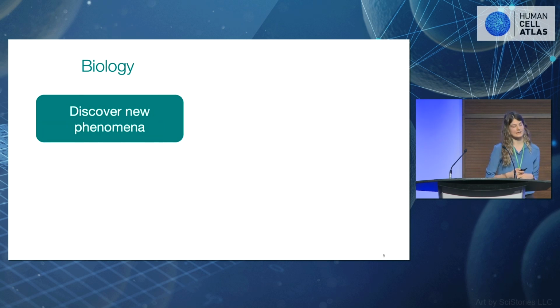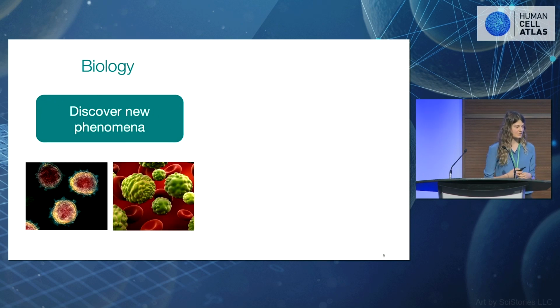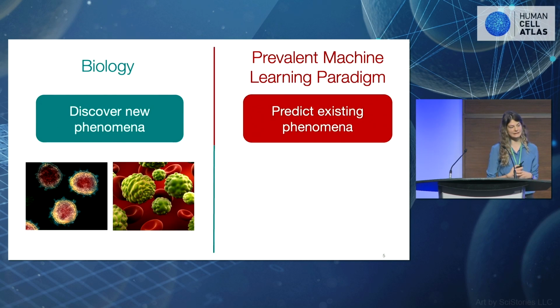The second difference is that in natural science in general and biology in particular, we are really driven by new discoveries. So we want to be able to use machine learning to discover new and unknown phenomena. For example, we want to be able to discover novel cell types or discover new COVID variants. But in our prevalent machine learning paradigm, what we typically do is predict existing and well-characterized phenomena.